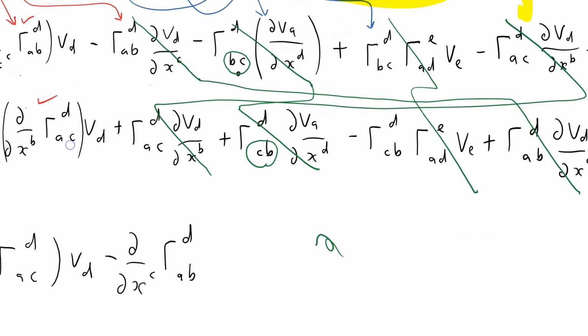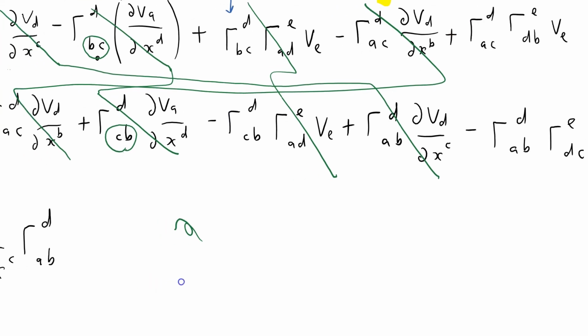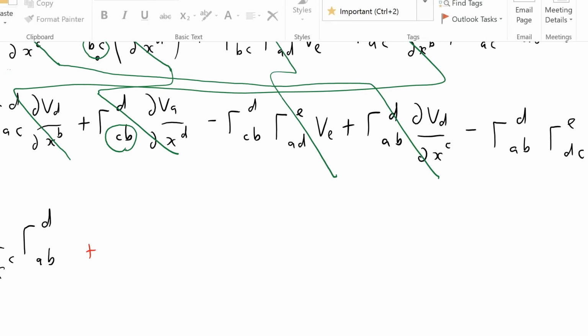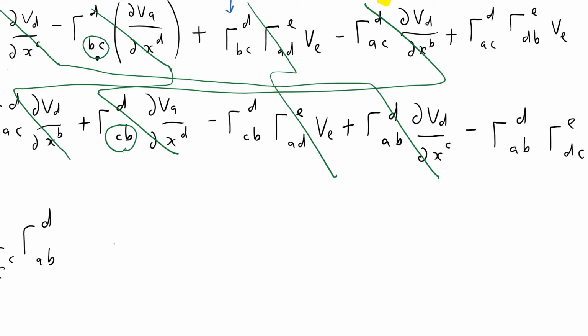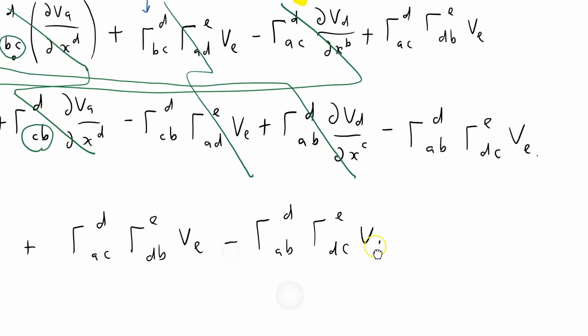What's left? We've got 2 terms left. You see all this green mess has cancelled out. So I've got this term here, which I'm going to put here, plus Christoffel dAc E dB VE, minus that term there, minus Christoffel dAb Christoffel E dC V. That's going to be E, isn't it?